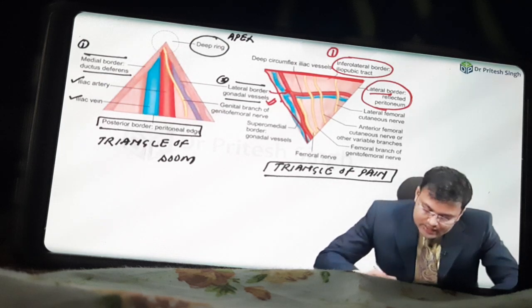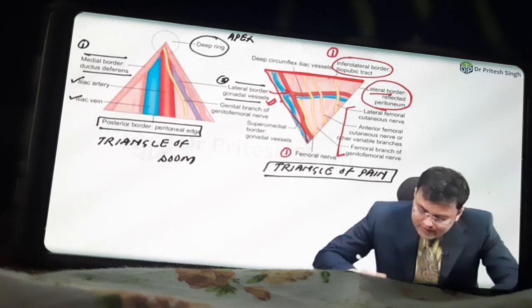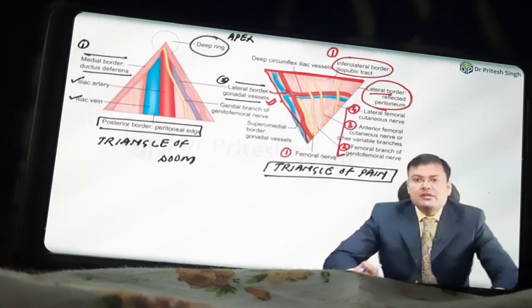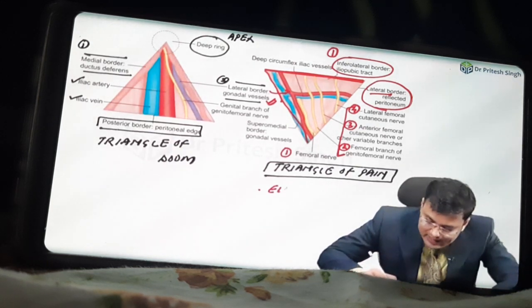In this region, if you can make out these yellow colored structures, all these are the nerves. So from medial to lateral, first is femoral nerve, second is femoral branch of genitofemoral nerve, third is anterior cutaneous nerve of thigh, and fourth is lateral cutaneous nerve of thigh. That's why in this region, electrocautery should not be used, and that's why it is known as electric hazard zone.